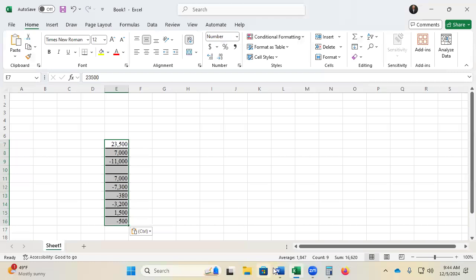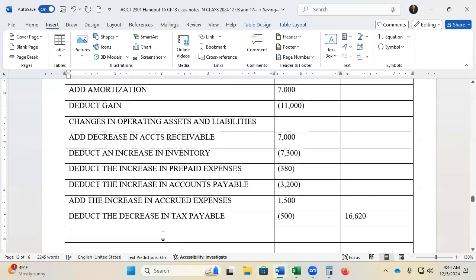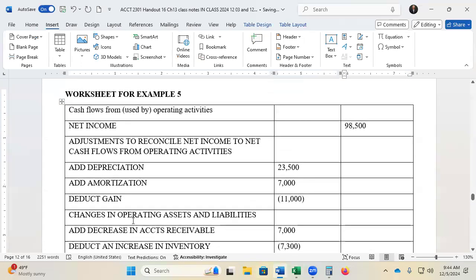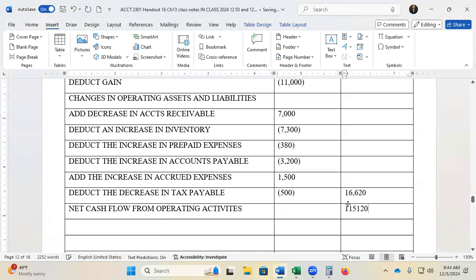I get 16,620. Someone double check that for me, please. Which means our net cash flow from operating activities, we add the 16,620 to the 98,500, and we get 115,120. Any questions? Okay.